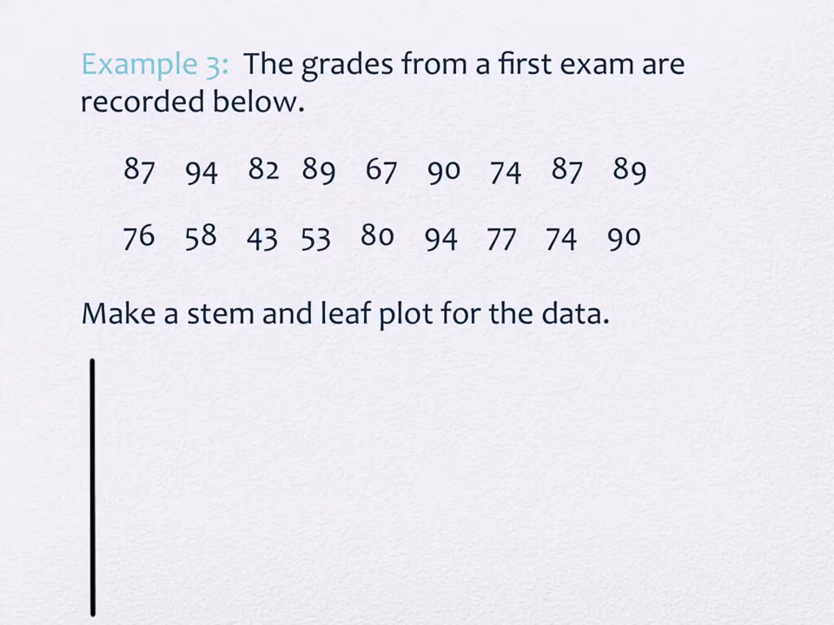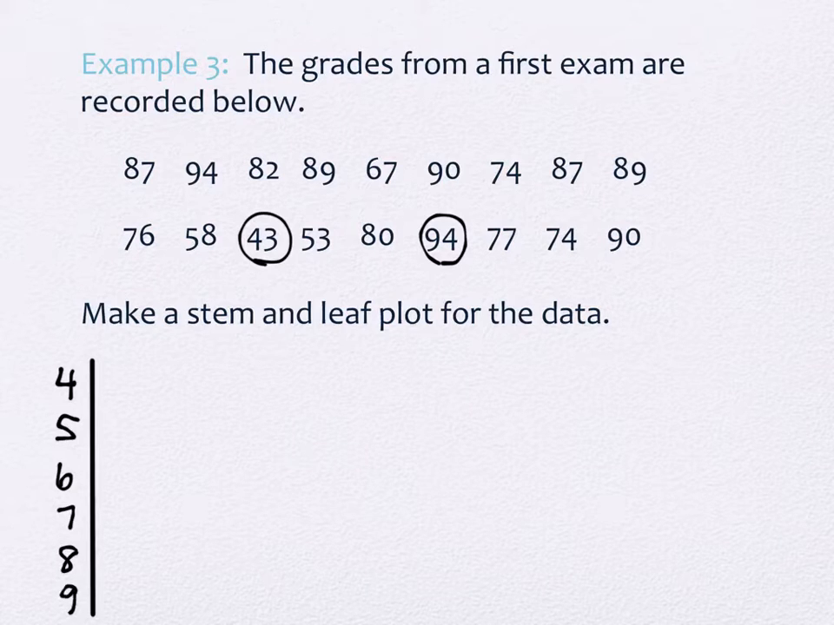So taking a look at the numbers, I need to know my smallest value and my largest value. So what's the smallest you see? 43. Yep, 43. And my largest? 94. So my stems need to include everything from 40 to 90. So I have to have a 4, 5, 6, 7, 8, and 9. And I would include all of them even if I didn't have, say, any C's, right? If there were no 70-somethings, there'd still be a 7 there holding its place.